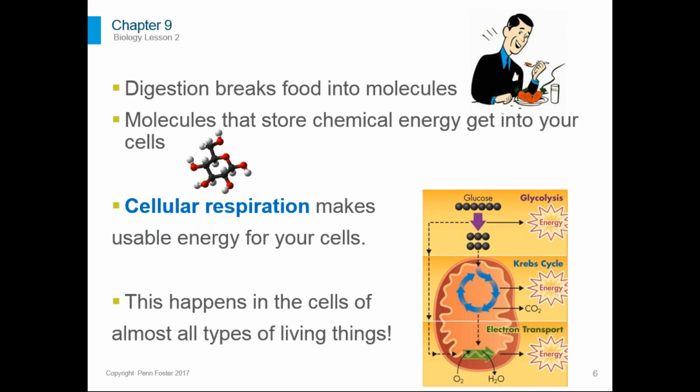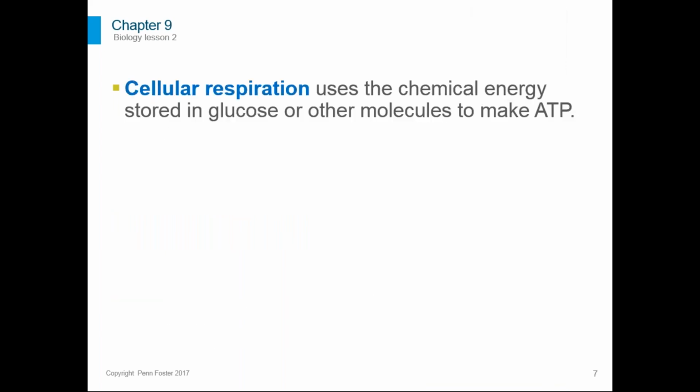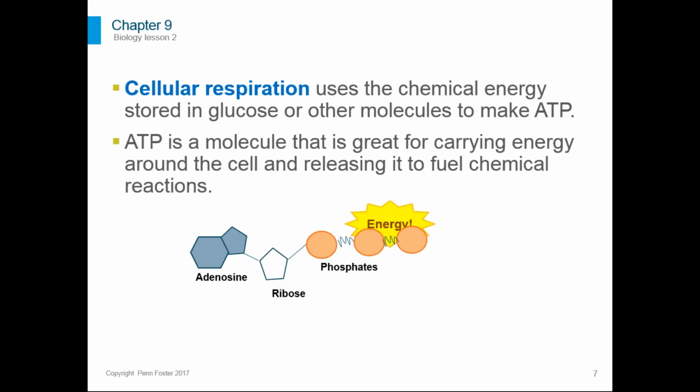So how does this work? What are they actually doing? Cellular respiration uses the chemical energy. It's a series of chemical reactions that use this chemical energy stored in certain molecules, particularly glucose, to make ATP. ATP is a molecule that is great for carrying energy around the cell and releasing it to fuel chemical reactions.